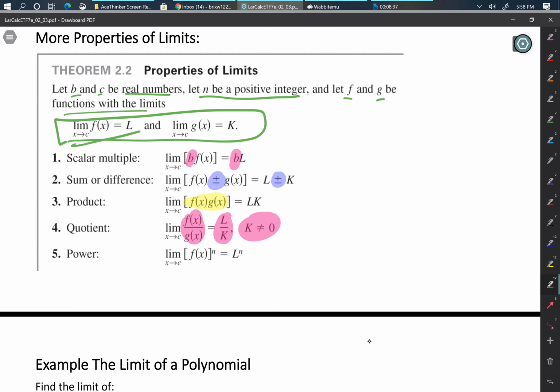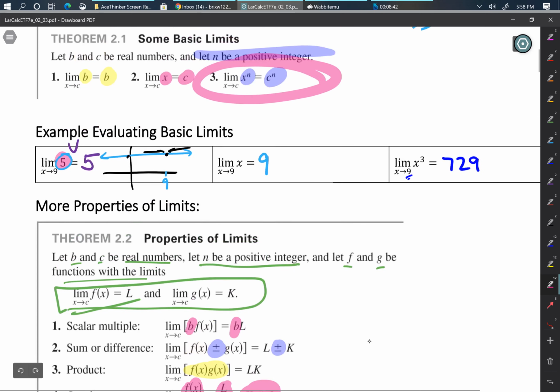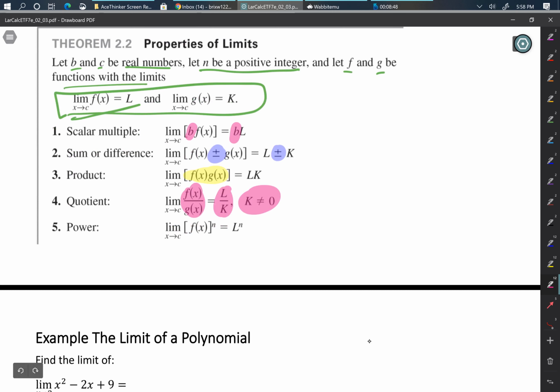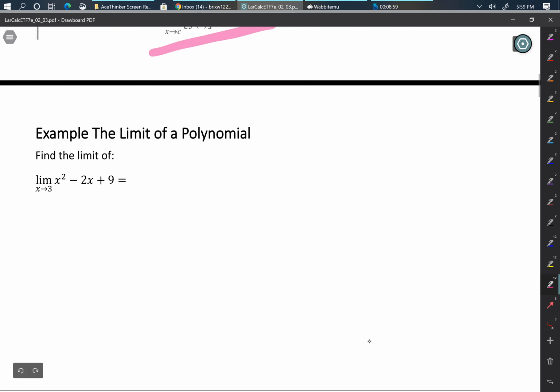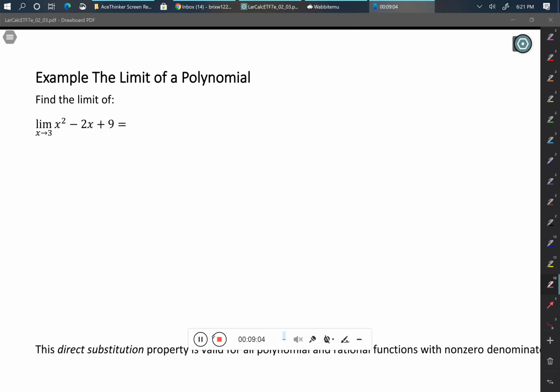Okay? Now the last one you might be looking at going, isn't that just this one up here? No, because this rule up here only works if it's plain old x raised to the nth. This one says that if you have some sort of a function, f of x, that you can then find that limit of f of x and raise that limit to the nth. Right? All right, so let's take a look at some examples here.